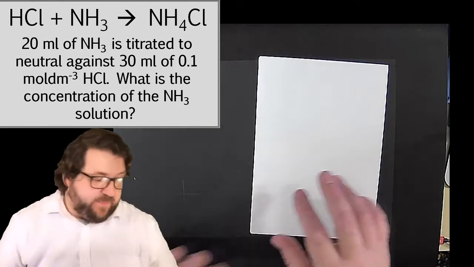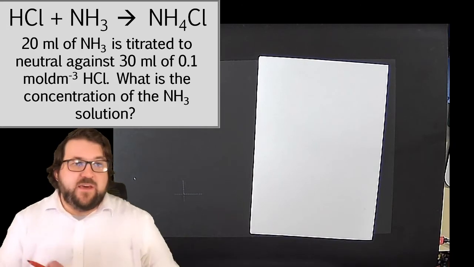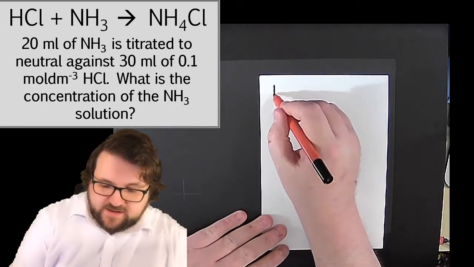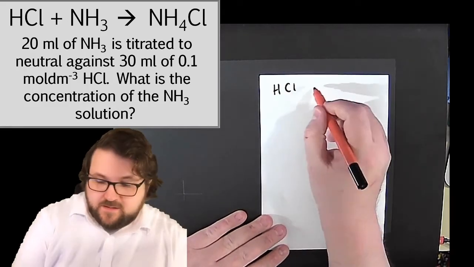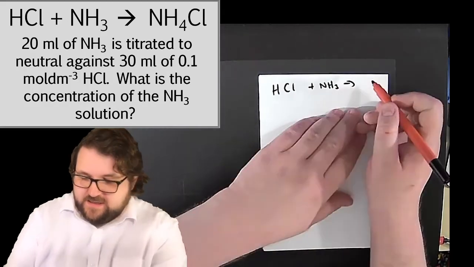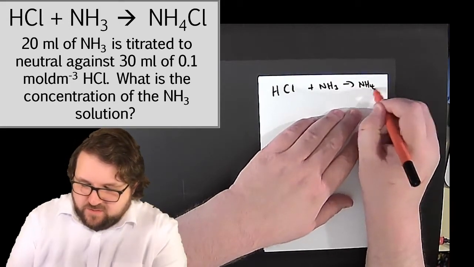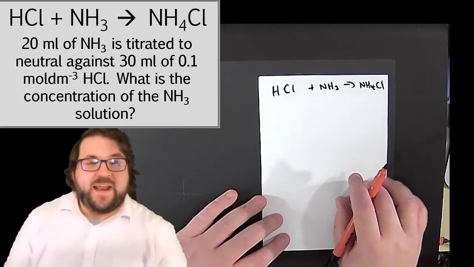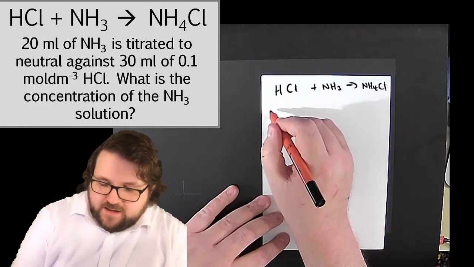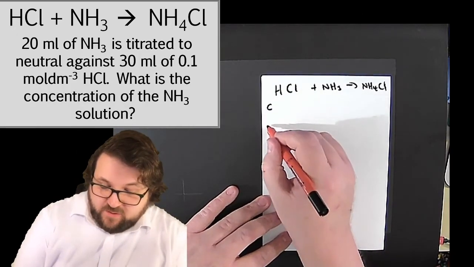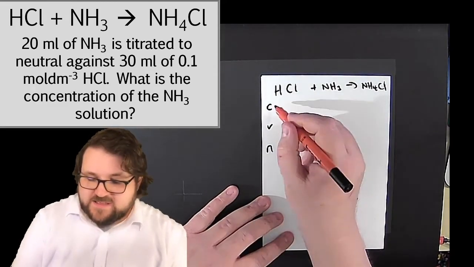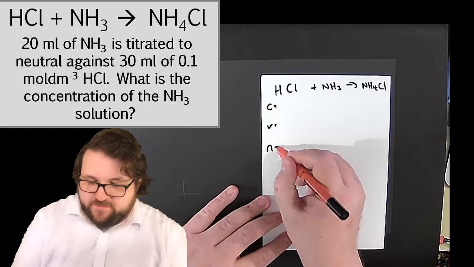So my first step in doing these then is to write out the equation and make sure it's all balanced. So I've got HCl plus NH3 makes NH4Cl. Then I write down what I know about everything. So I'm going to need a concentration and a volume for each thing to try and find a number of moles. So I'm going to write as much as I know about each thing.